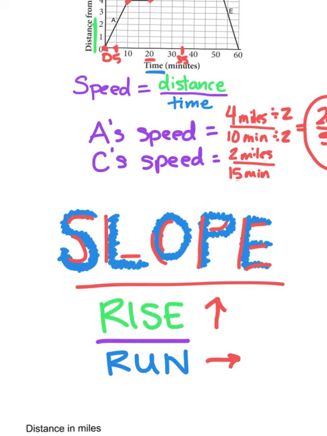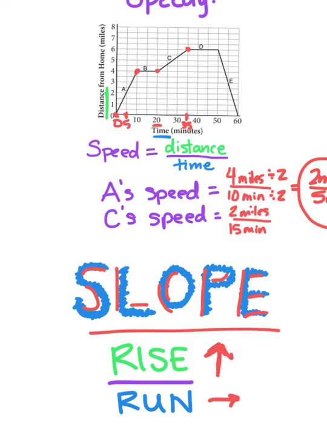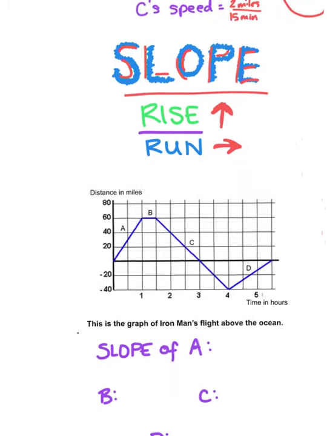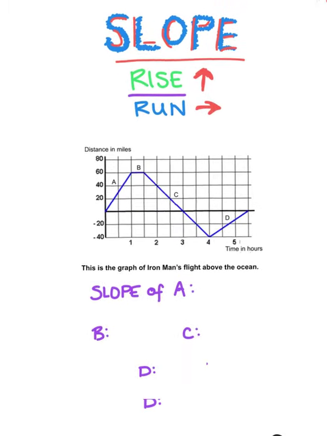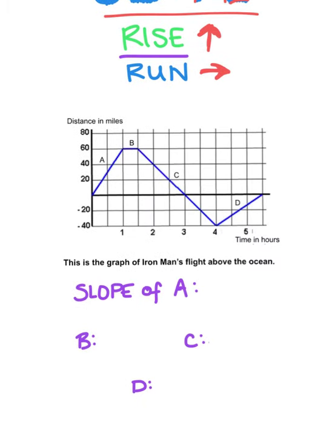So we had to look at what happened in terms of distance, that was going up, before we looked at what was happening in terms of time, that was the run part. So let's look at slope in this graph in each of these sections. We're going to look at rise over run.